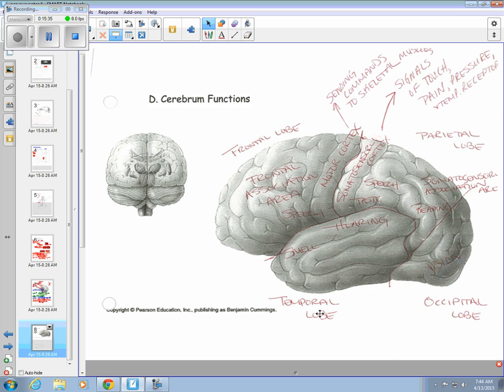So please make sure you have all the lobes labeled and everything inside here labeled, along with the extra information on the outside. And that wraps up the nervous system, and I hope this helps.